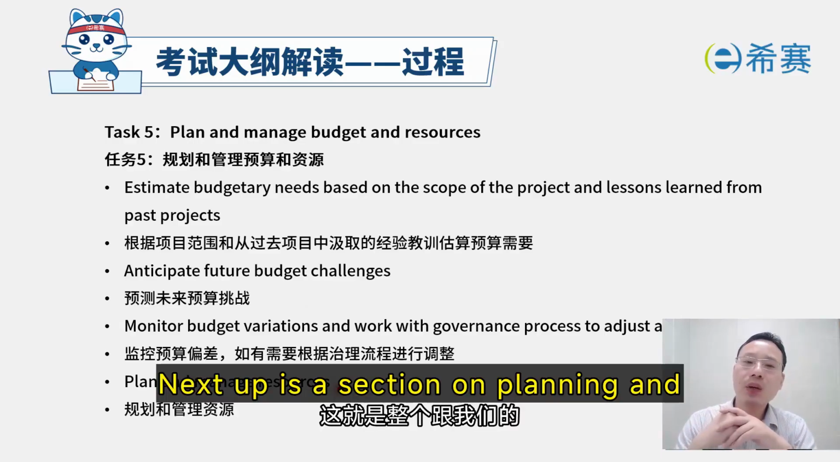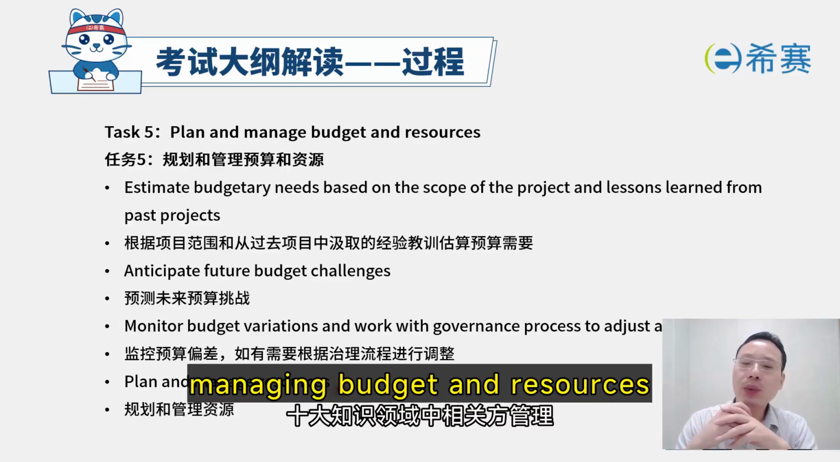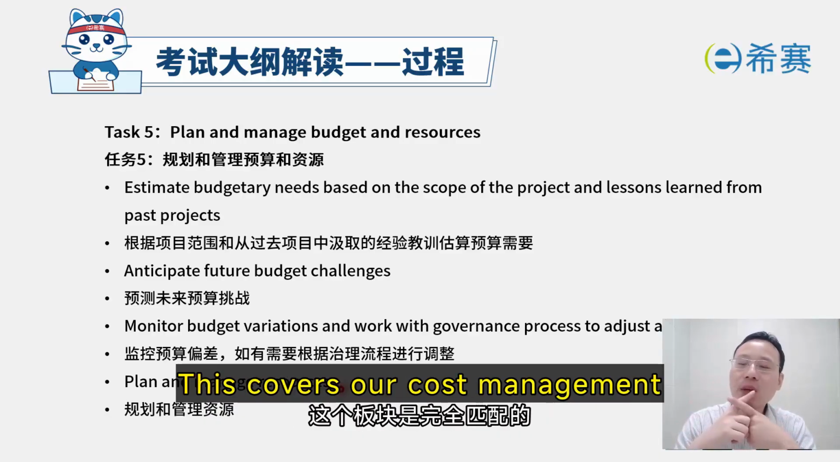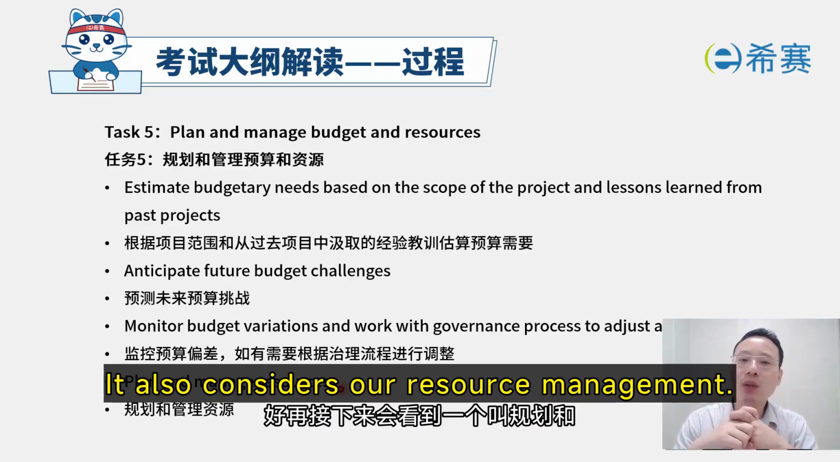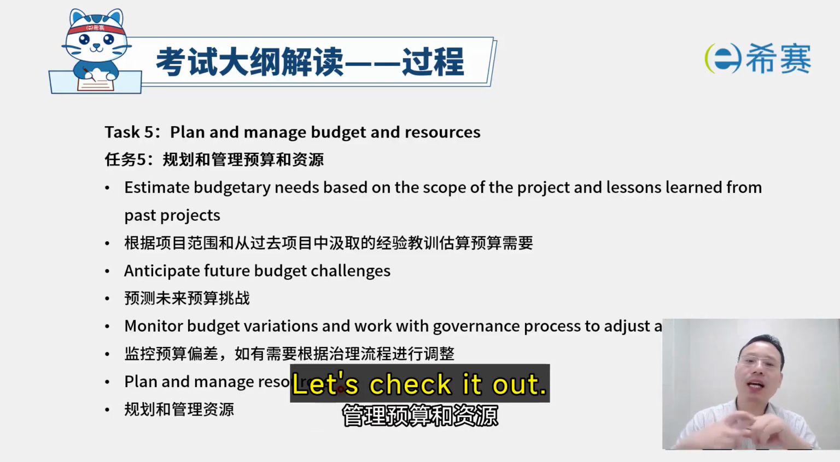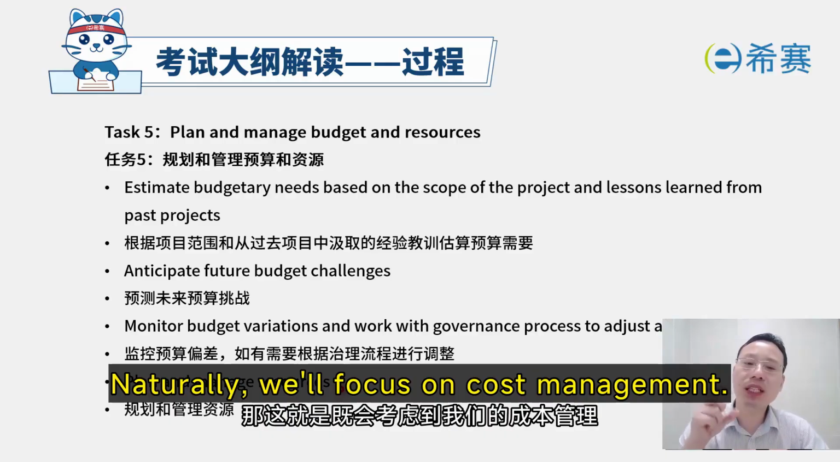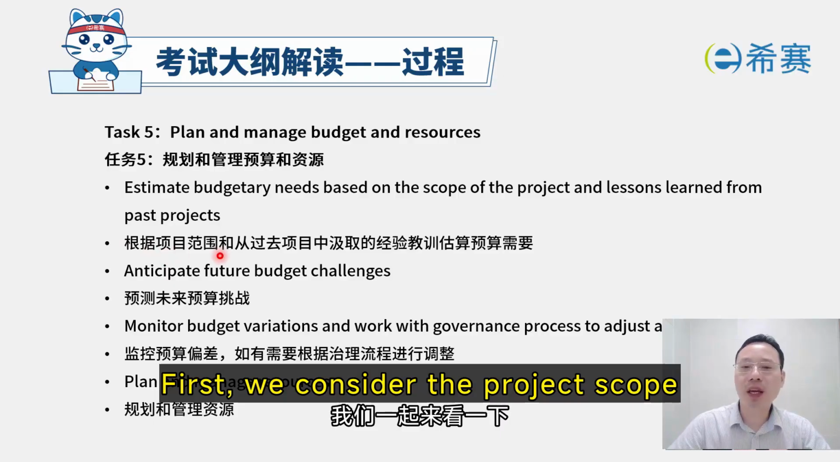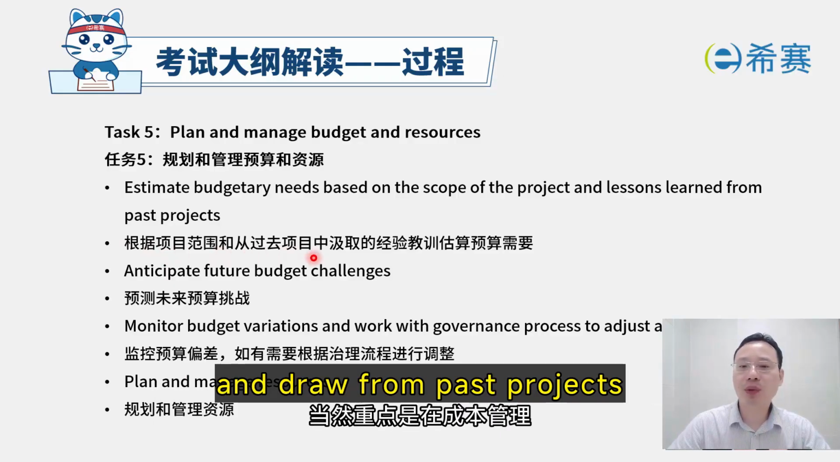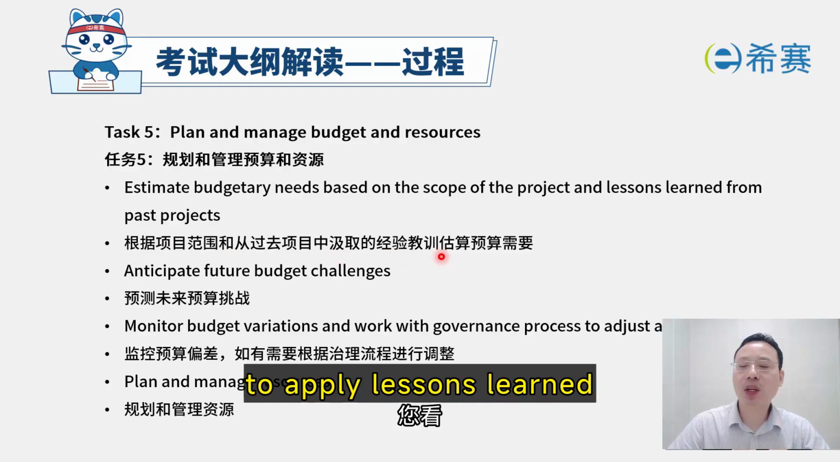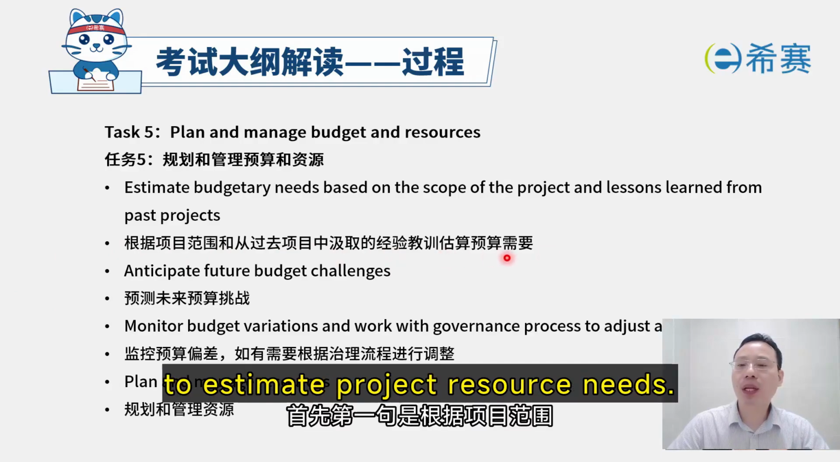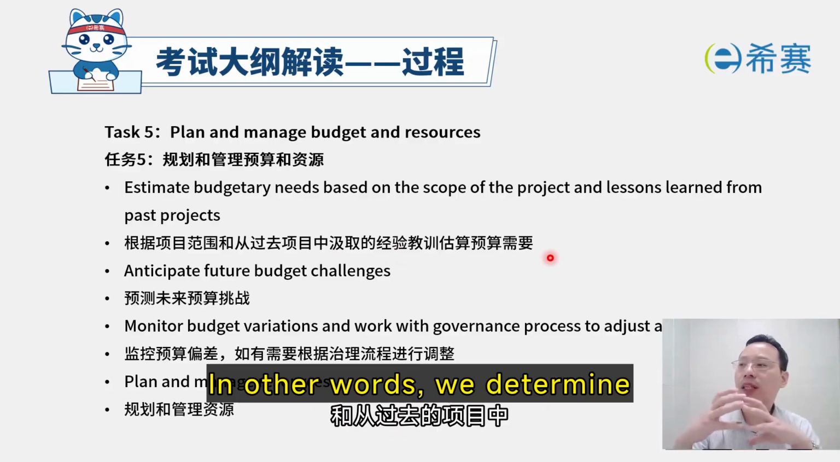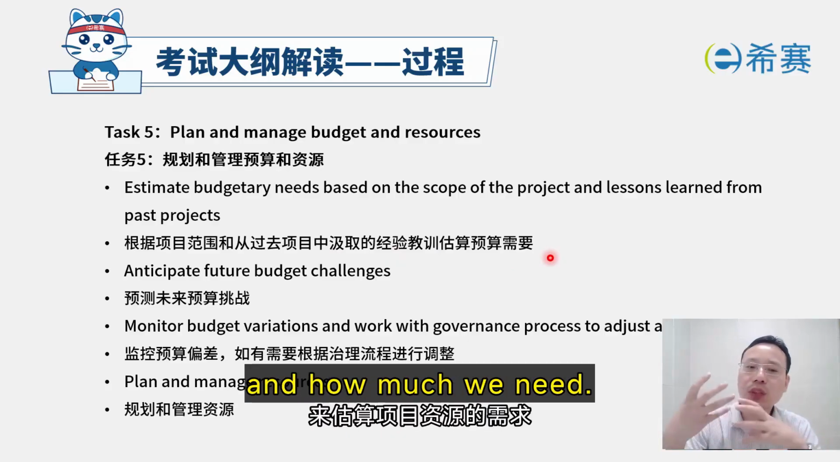Next up is a section on planning and managing budget and resources. This covers our cost management. It also considers our resource management. Let's check it out. Naturally, we'll focus on cost management. Now, first, we consider the project scope and draw from past projects to apply lessons learned to estimate project resource needs. In other words, we determine what types of resources and how much we need.